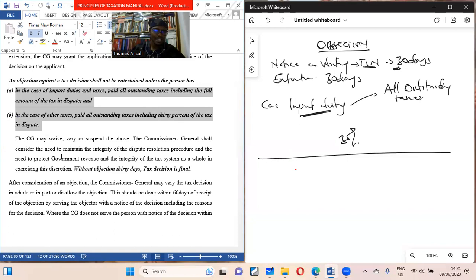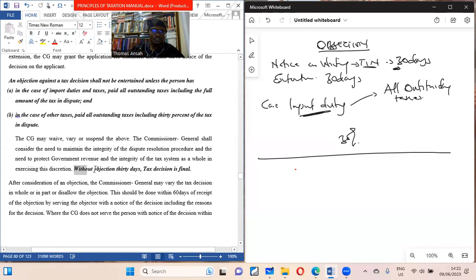Now, if you don't object, then it means the tax decision is final. You have to pay. If you don't do that in 30 days, then it means it's final. You have to pay. But the thing is that he has to respond to you.